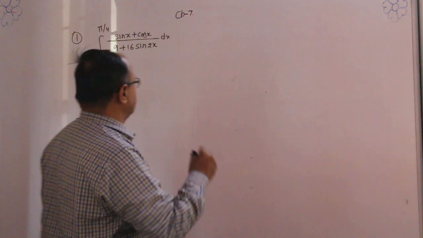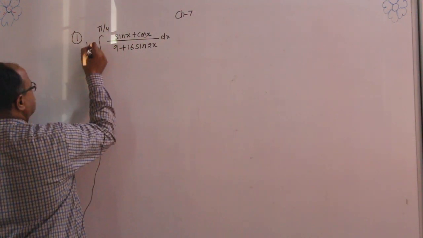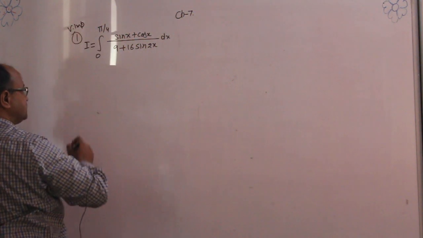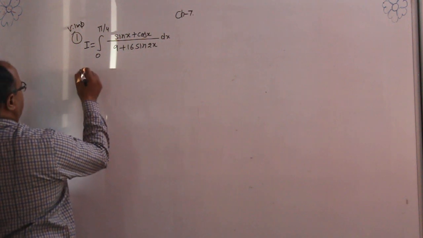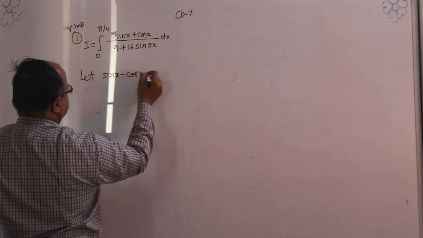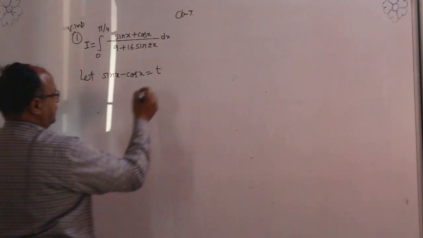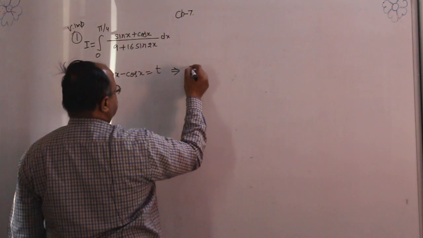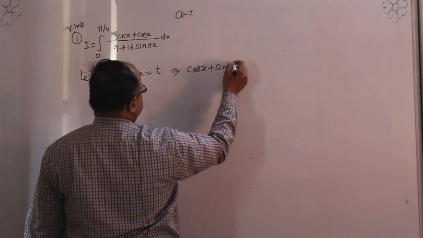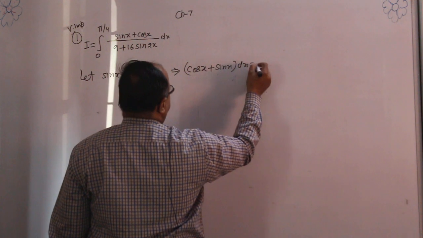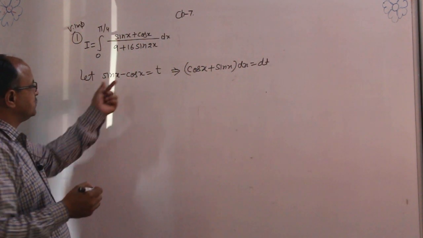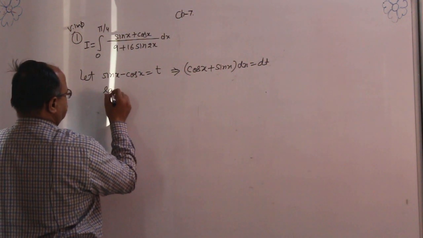And in this question, very important from the examination point of view, let sin x minus cos x is equal to t. Now can you tell me the derivative of sin x is cos x and the derivative of cos x is minus sin x? So (cos x plus sin x) dx is equal to dt, correct?